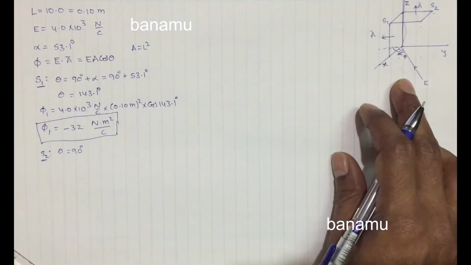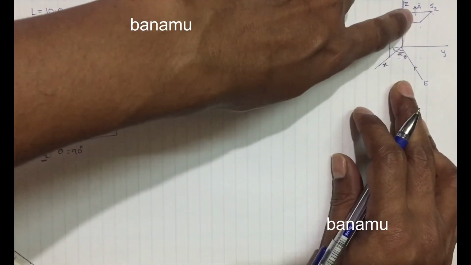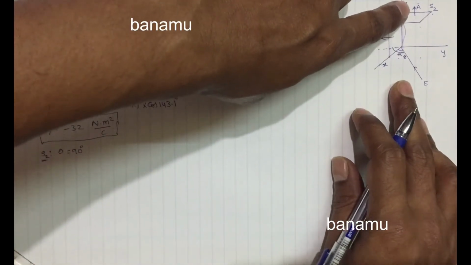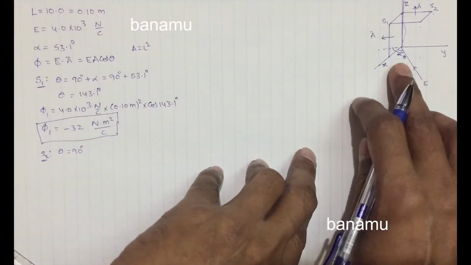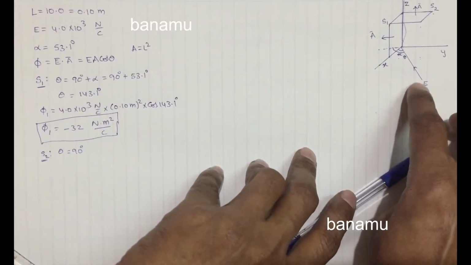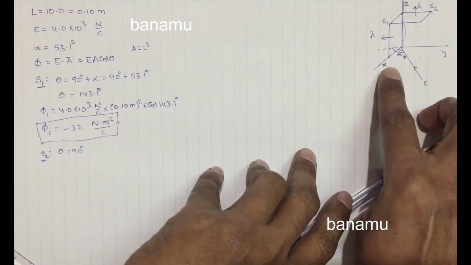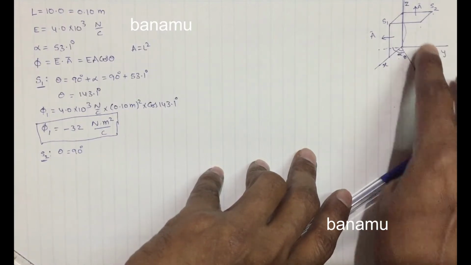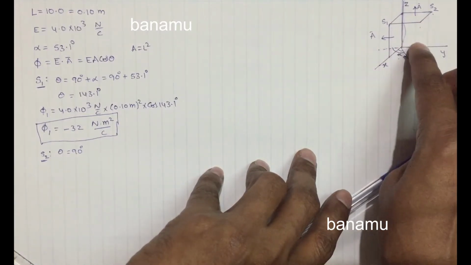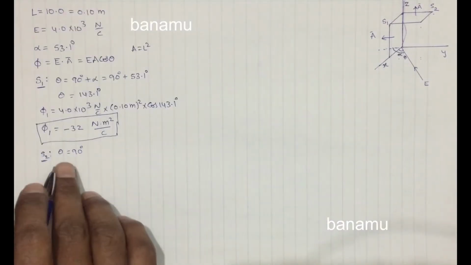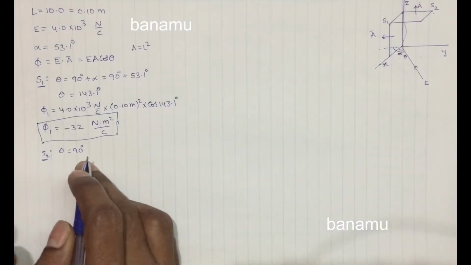The area unit normal vector is parallel to the positive z axis. The electric field is along the xy plane. So the angle between the xy plane and the z axis is 90 degrees. So theta is equal to 90 degrees.